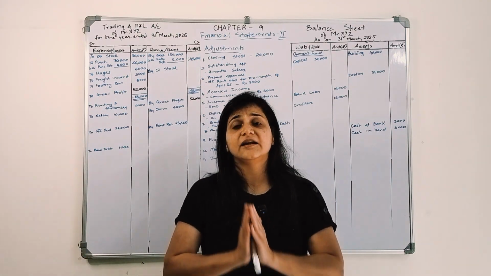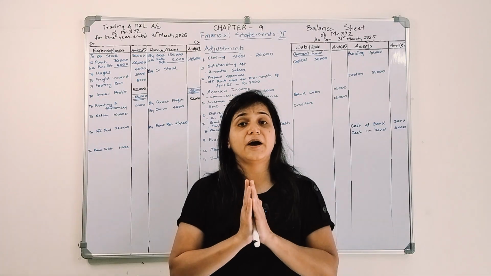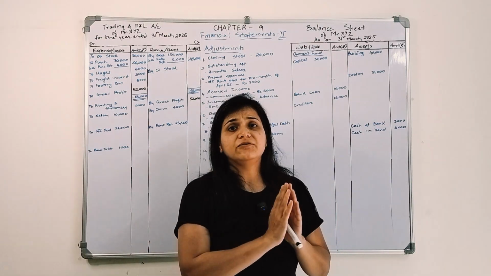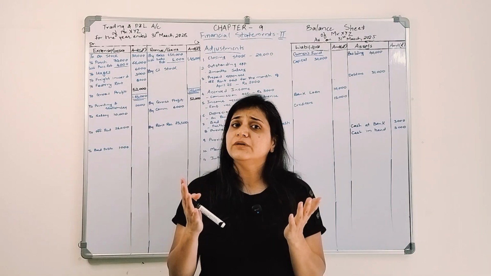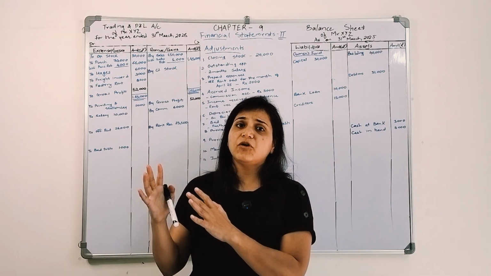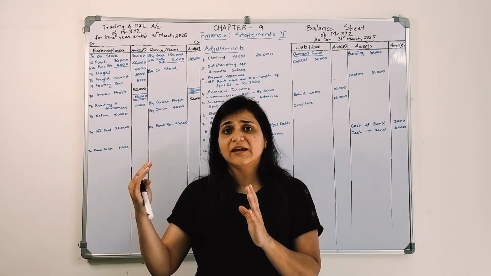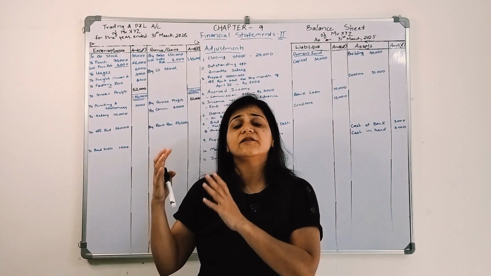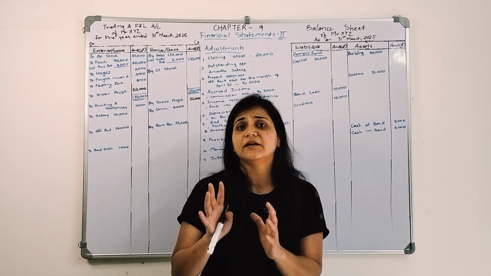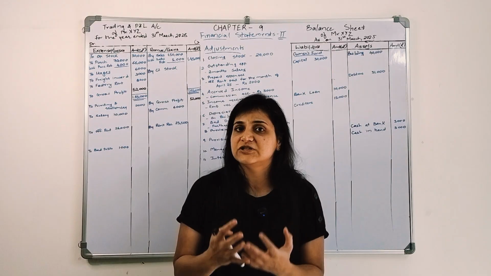Today we have reached the final chapter of your 11th standard, that is chapter 9, Financial Statement, part 2. In the previous chapter, Financial Statement part 1, we discussed what we mean by financial statement. It shows the trading and profit and loss account and the balance sheet. The trading and profit and loss account shows the financial performance, how the organization has performed in the current year, and the balance sheet shows the financial position.